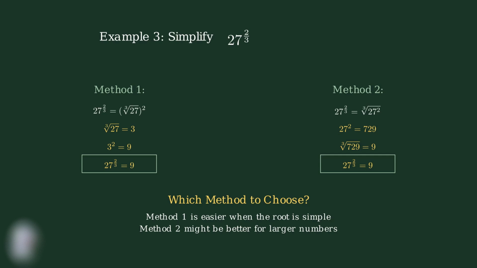Method 1 is typically easier when the root calculation is straightforward, like the cube root of 27. Method 2 might be preferable when dealing with larger numbers where the root is more complex to calculate directly. The key insight is that both methods are mathematically equivalent. Choose the one that makes the arithmetic easier for the specific numbers you're working with.